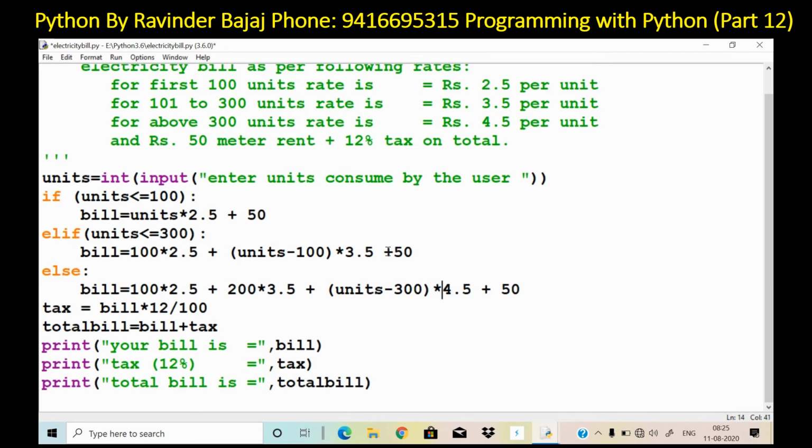So in this way we will calculate all three slabs of the electricity bill, and then we will apply tax on it, and then total bill is bill plus tax, and we will print all three figures. Let me run this program for you.